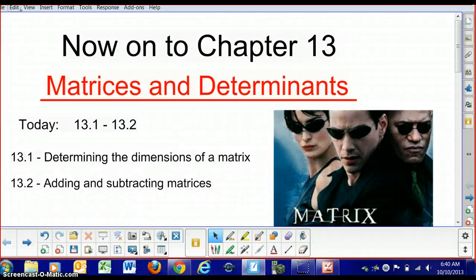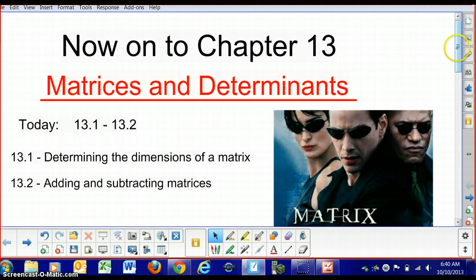Okay, now that we're done with Chapter 4, we're going to jump a little bit in our textbook and move on to Chapter 13, Matrices and Determinants. Alright, sounds exciting, doesn't it? Well, the fact that we worked a little bit with matrices in Chapter 4 when solving systems of equations makes this, to me, a natural jump.